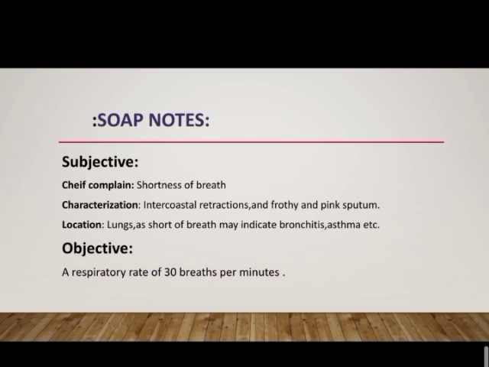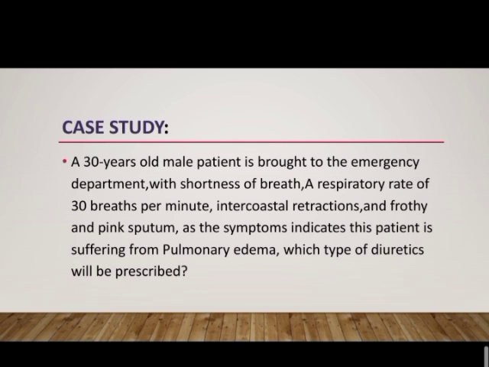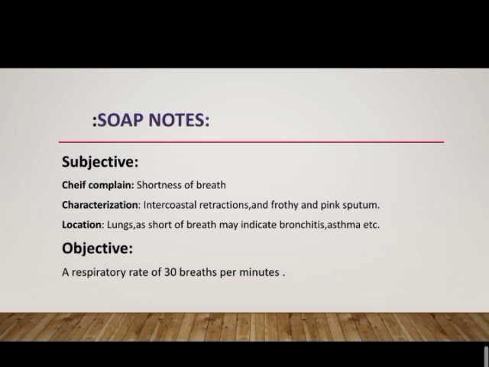So first we have to make SOAP notes. What is the subjective? Our subjective is a 30 years old male patient. Then what are the chief complaints? He is complaining of shortness of breath. Then what is the characterization? Intercostal retraction and frothy pink sputum. And what is the location? As pulmonary edema is related to the lungs, so the location is the lungs. As shortness of breath may indicate bronchitis and asthma, but there are more chances of pulmonary edema.